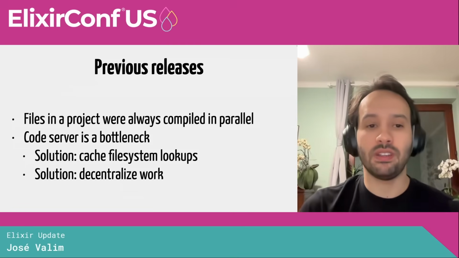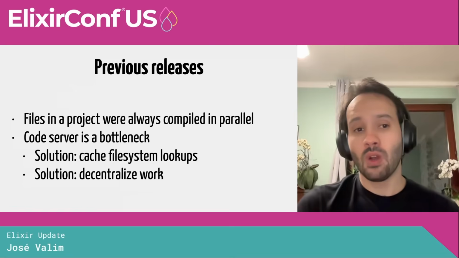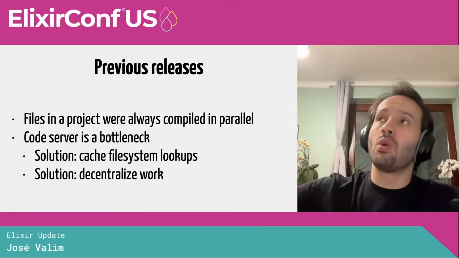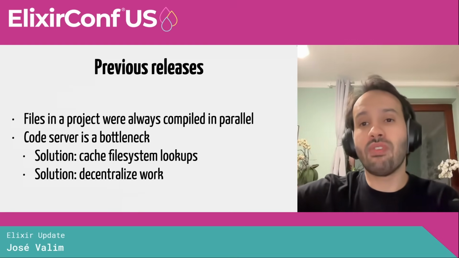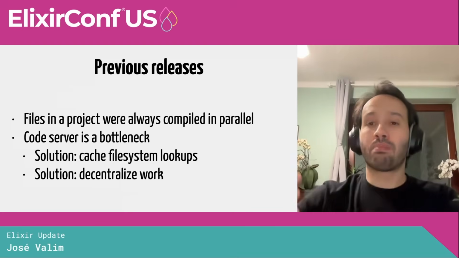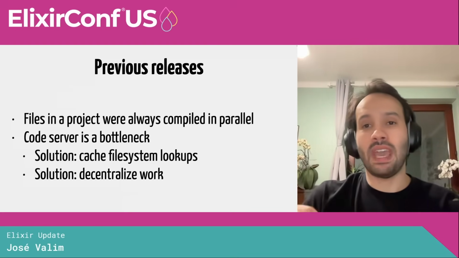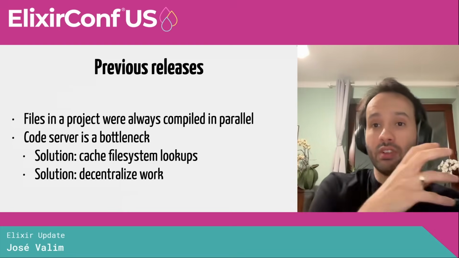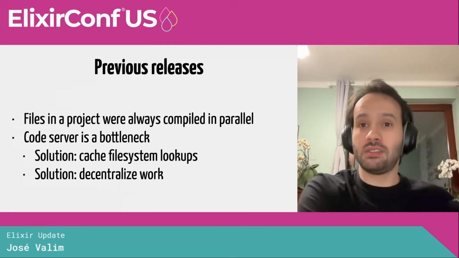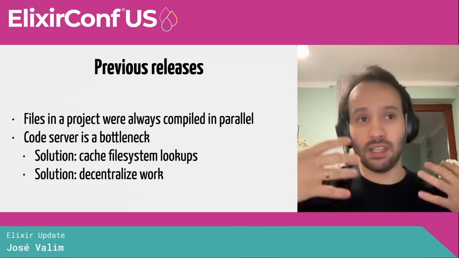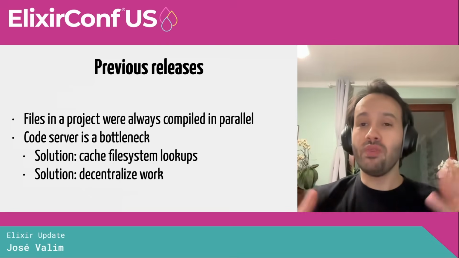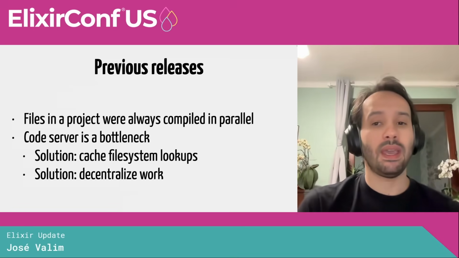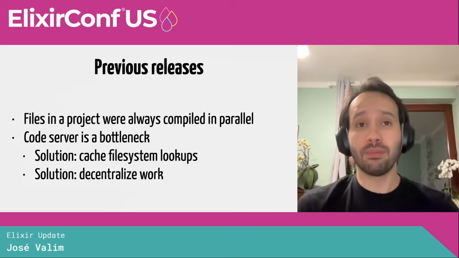And something else that we did is to decentralize work. If the code server is a bottleneck, we can make it do less work. Before, it would go through the directories, find the bin file, read it from disk, process it, and load it. Now it finds the file, but then it just sends a reference of the file to another process, which then loads and processes it. So we have been removing the bottleneck, making it have less contention, and we have seen improvements.